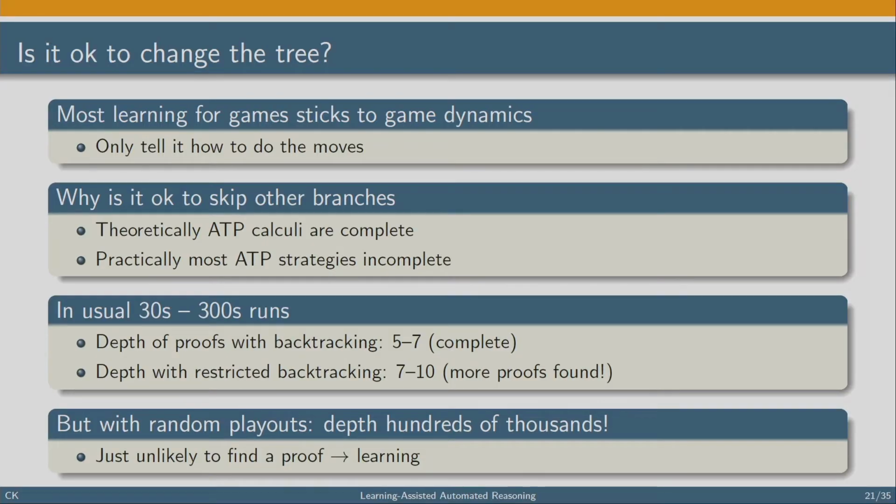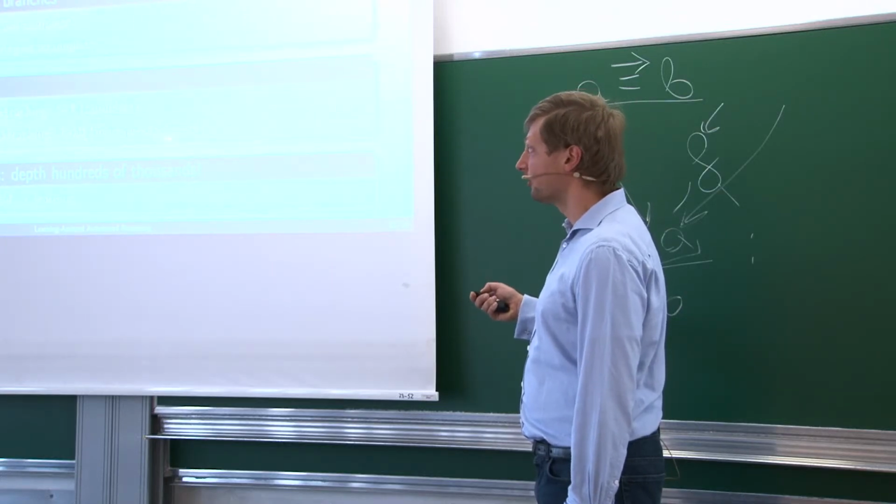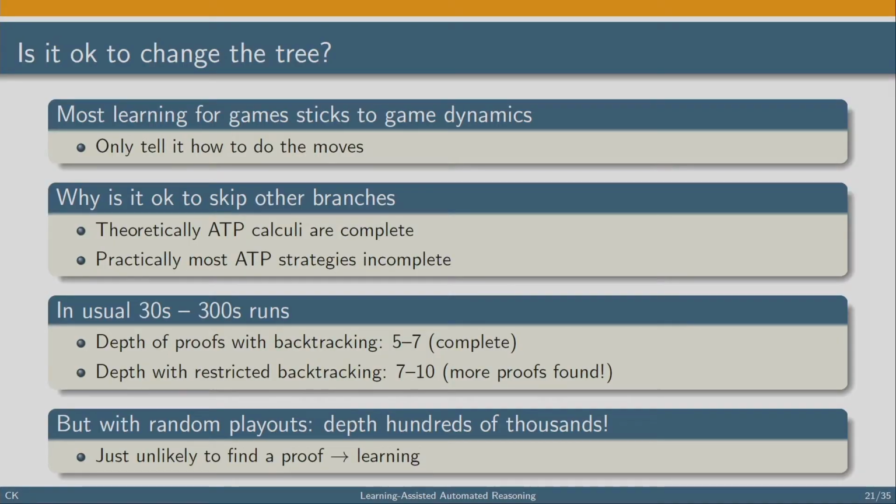So in LeanCop, the depth of proofs with complete backtracking, so trying all possible options, is 5 to 7. But if we restrict the backtracking, we can get to depth of 7 to 10, and there's about 50% more proofs being found. If we were to just do completely random playouts, we can reach depth of hundreds of thousands, but we just will not find a proof. So we have to do some intelligent learning. Okay, so how are we going to do this learning?